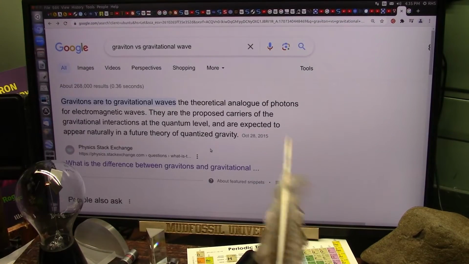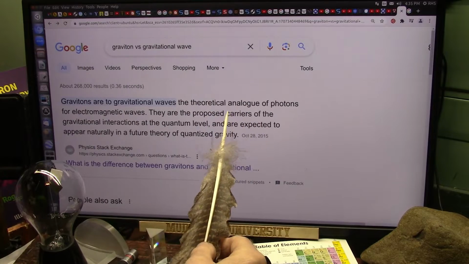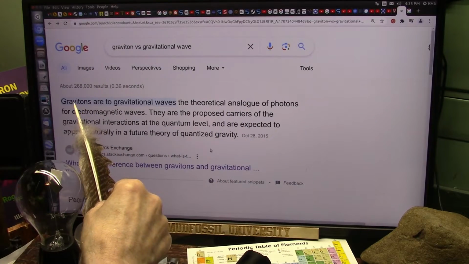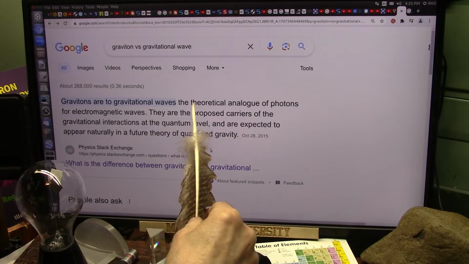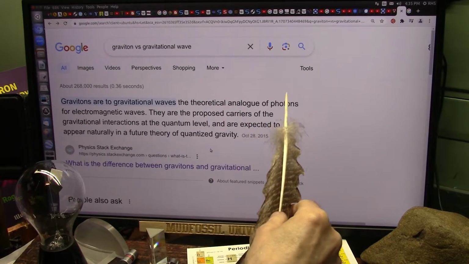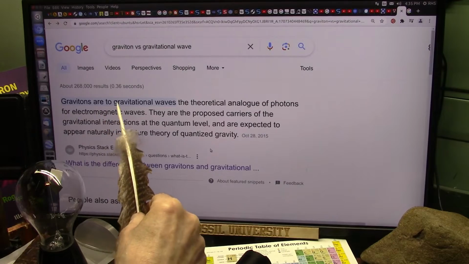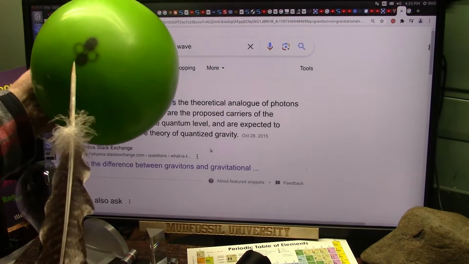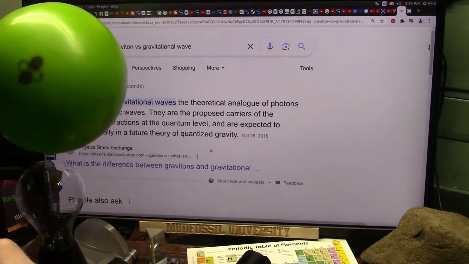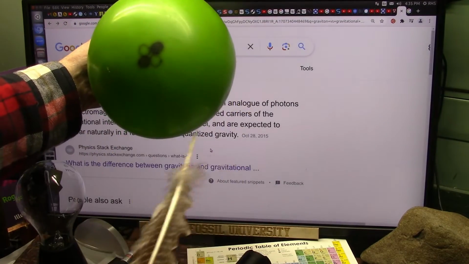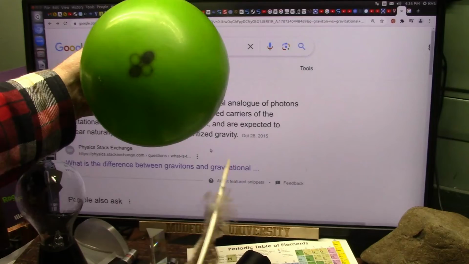Okay, they're looking for the gravitational waves, but I don't think they found them. And they say they're caused by gravitons. So the gravitons are to gravitational waves, the theoretical same thing as photons for electromagnetic waves. And that's right there. That's like a photon, and this is the wave around it. And as it moves through the air, it creates a wave. All the other particles have to get out of the way.